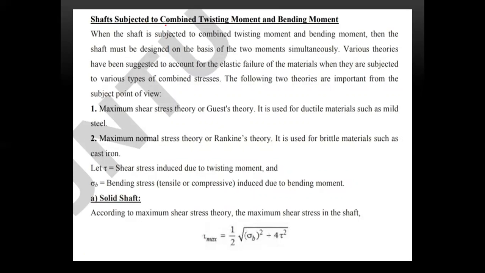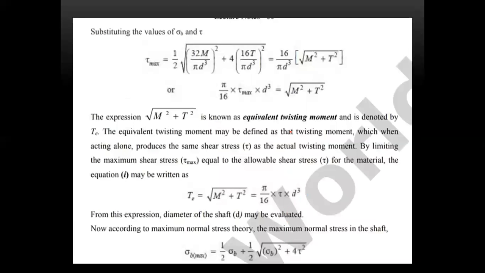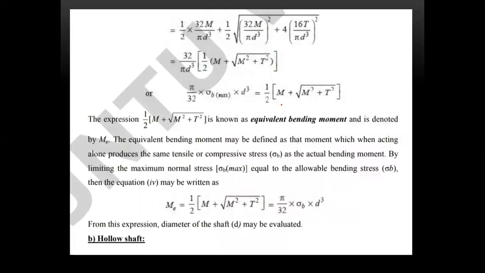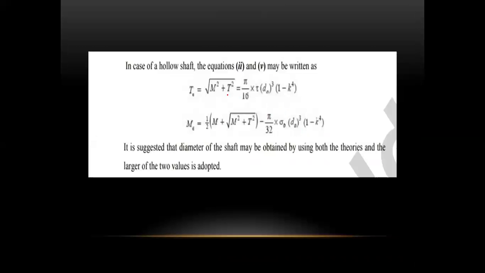Now the shaft subjected to combined twisting and bending moment. For this we have Guest's theory and Rankine's theory. Therefore, let tau be the shear stress and sigma b the bending stress. Therefore, for the solid shaft, tau max is equal to half root of sigma b square plus 4 tau square. Substituting the values, we get root of M square plus T square, right? Next, keep on solving and you get these equations. Then for the hollow shaft, these are the equations.